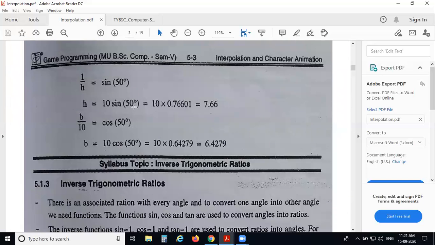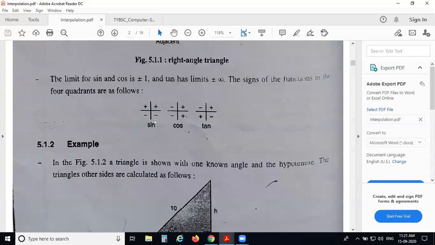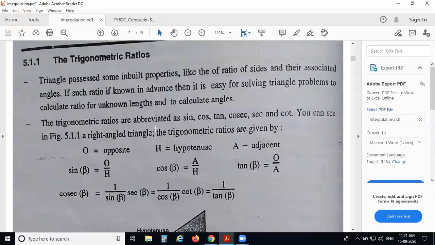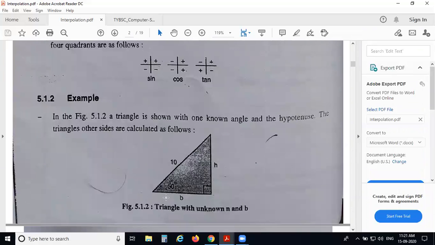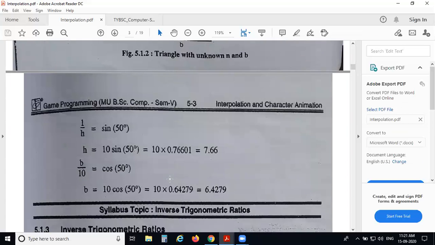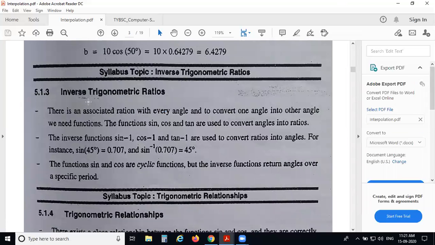Okay, so for this type of example we use trigonometric ratios. Okay, so the trigonometric ratios are used by using sine, cos, tan, cot, sec, cosec functions. Then the next point is inverse trigonometric ratios. There is an associated ratio with every angle, and to convert one angle into other angle, we need functions. The functions sine, cos and tan are used to convert angles into ratios.